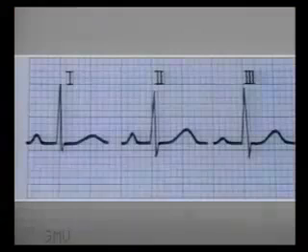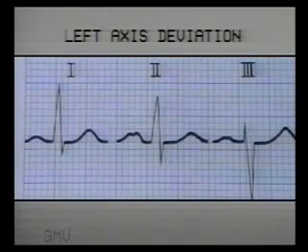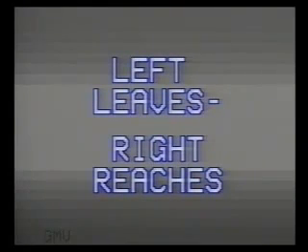Axis deviation. To look for deviation of the electrical axis of the heart, we must study leads 1 and 3. Normally, QRS complexes are predominantly upwards in both these leads. In left axis deviation, there is a prominent R wave in lead 1 and a prominent negative deflection either Q or S in lead 3. In right axis deviation, there is a prominent negative deflection in lead 1 and a prominent R wave in lead 3. To avoid confusion, remember a simple mnemonic: left leaves and right reaches.